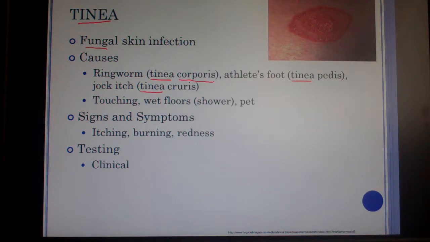So the one, corporis, as in on the body, or the corpse, right? They kind of come from the same kind of word, or the body. Okay, that's the one we call ringworm. Now if you look up here, that's the ringworm. Obviously it is not a worm, it is a fungus that looks kind of like a ring, and it goes around in a circle like that.